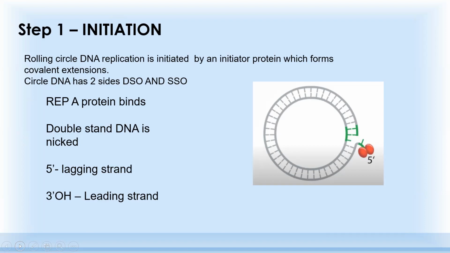So the Rep-A protein binds and remains bound to the 5' end, forming the lagging strand, and the 3' hydroxyl end forms the leading strand and also acts as the primer. So these are the basic steps involved during the initiation, the binding of Rep-A protein.